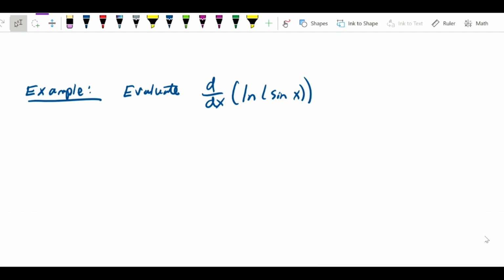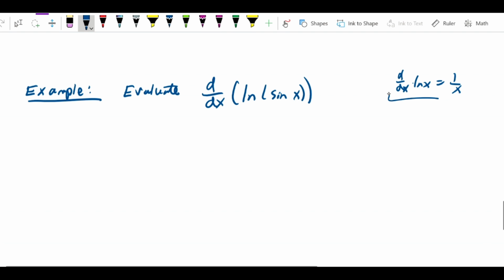So here we have yet another example of an inner and outer situation. I just wanted to show you that at some point you kind of stop writing what f and g actually are. You just start recognizing the inner and outer functions and you work from the outside in. So here's the way you think about this. We have ln of sine x. Now we know that the derivative of ln x is equal to 1 over x, right?